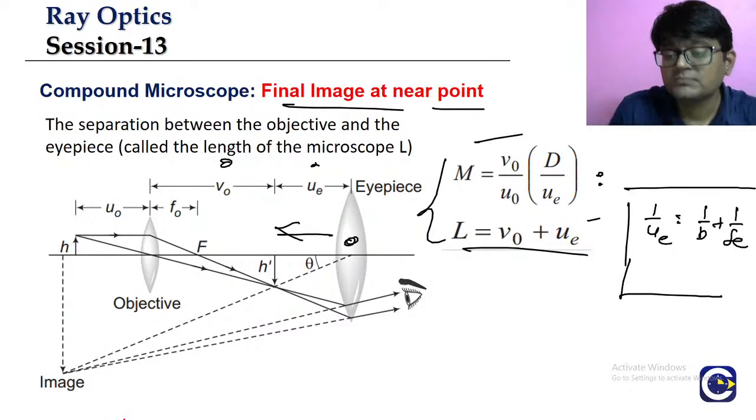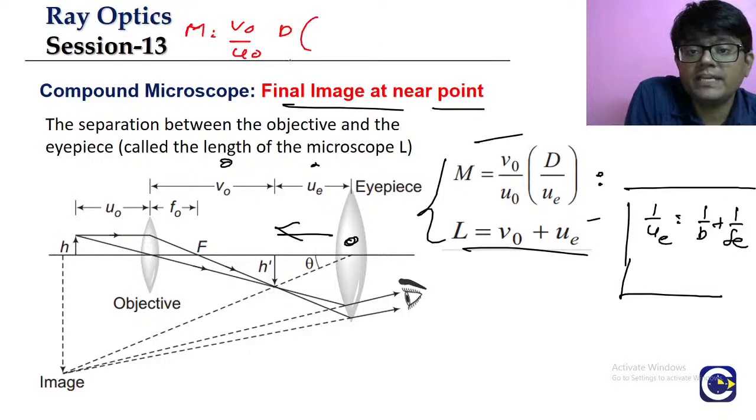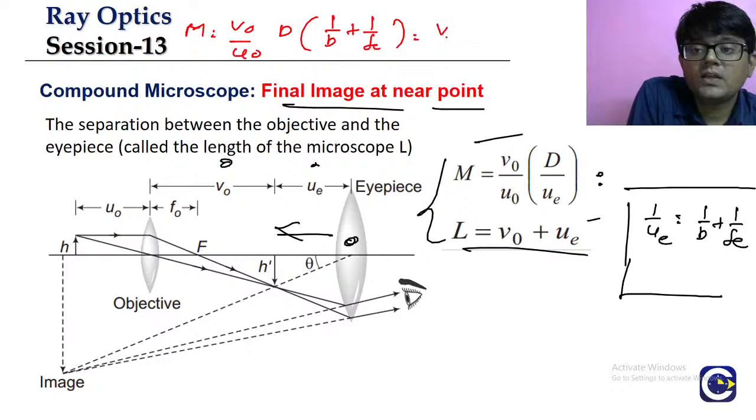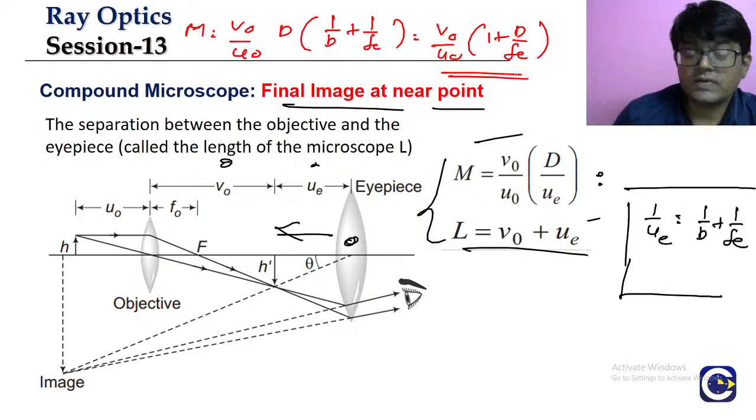Look at this. The magnifying power M is equal to VO by UO, that is not changing, into D by UE, that is D into 1 by UE. What is 1 by UE? 1 by D plus 1 by FE. Multiply, we get VO by UO into 1 plus D by FE. This is the magnifying power.